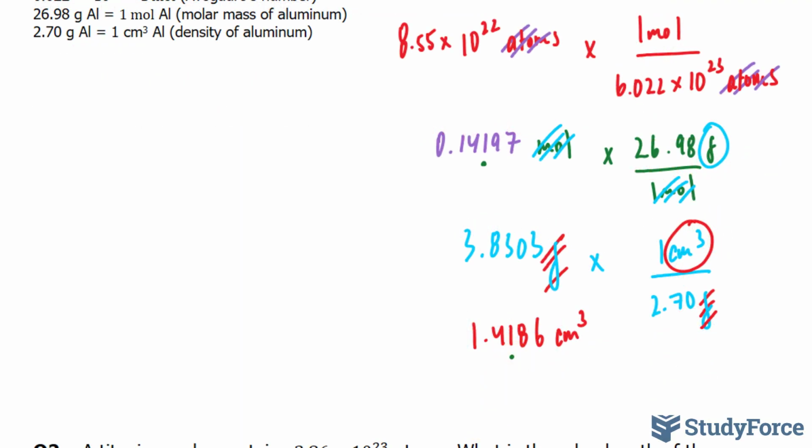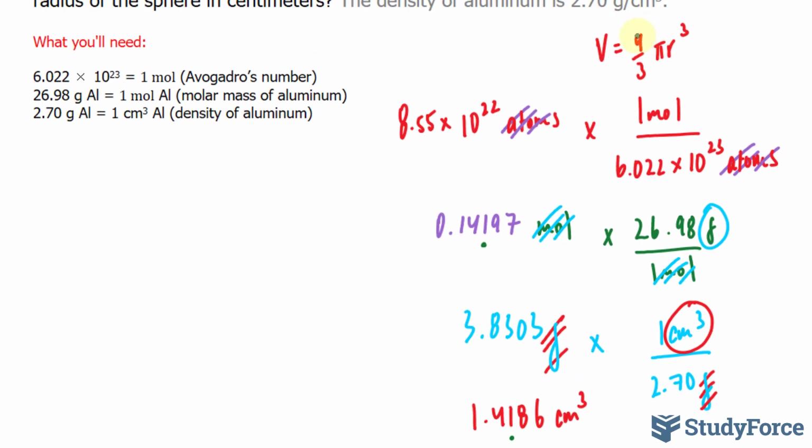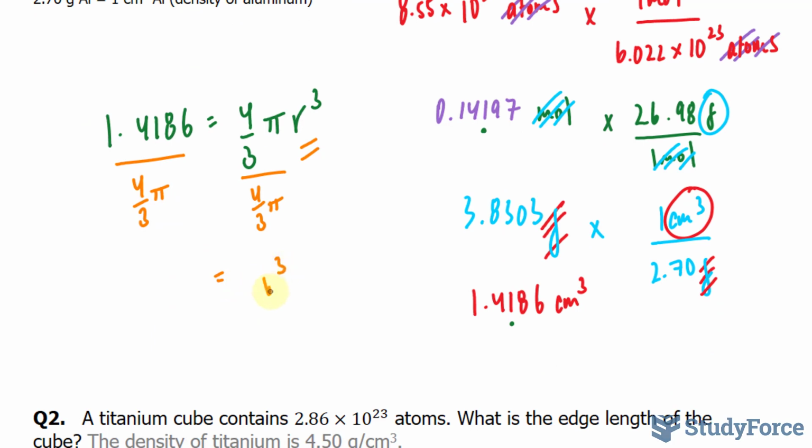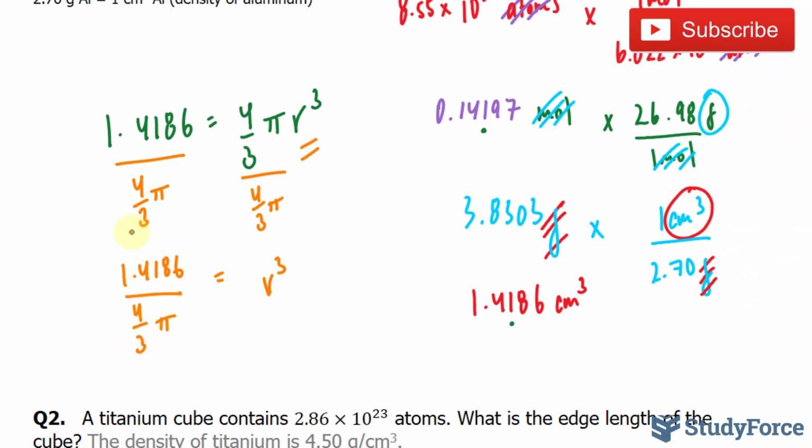Now that I have the volume, I can use the formula that I wrote at the beginning. 1.4186 is equal to 4 over 3 pi r cubed. I'm going to need to use my algebra skills here to solve for this r. The way I can do that is divide both sides by 4 over 3 pi, and this will leave me with r cubed is equal to this thing. I won't find the numerical value of this yet, I don't need to, because my calculator allows me to write it all in at once.